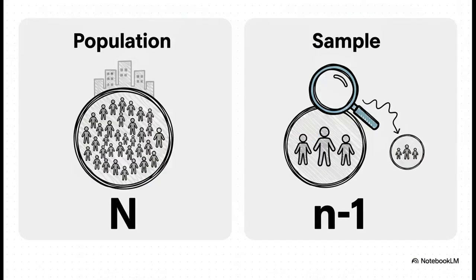Now, there's a quick but really important distinction we need to make. Are you looking at the data for everybody involved, the whole population, or are you just looking at a smaller group, a sample? Look really closely at the formulas here. For a sample, we divide by n-1. It seems like such a tiny, insignificant change, but it turns out to be incredibly important.